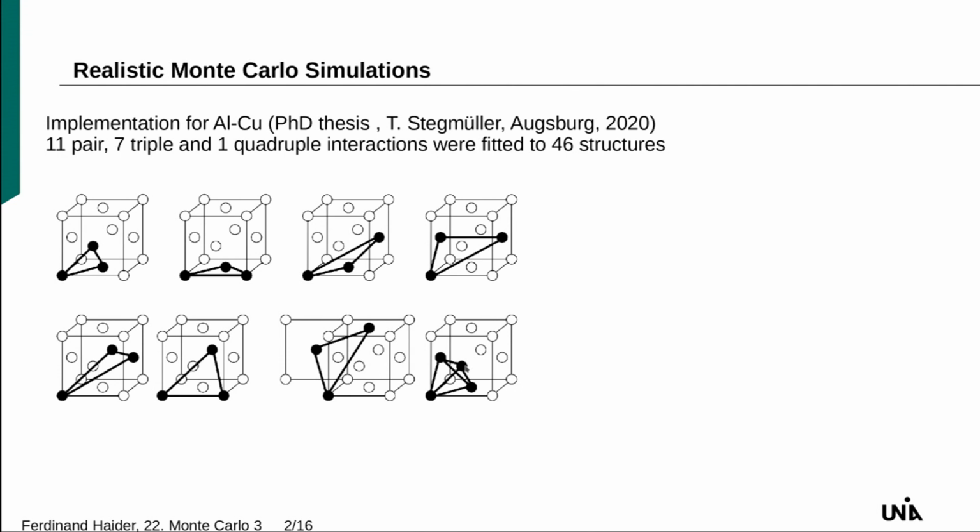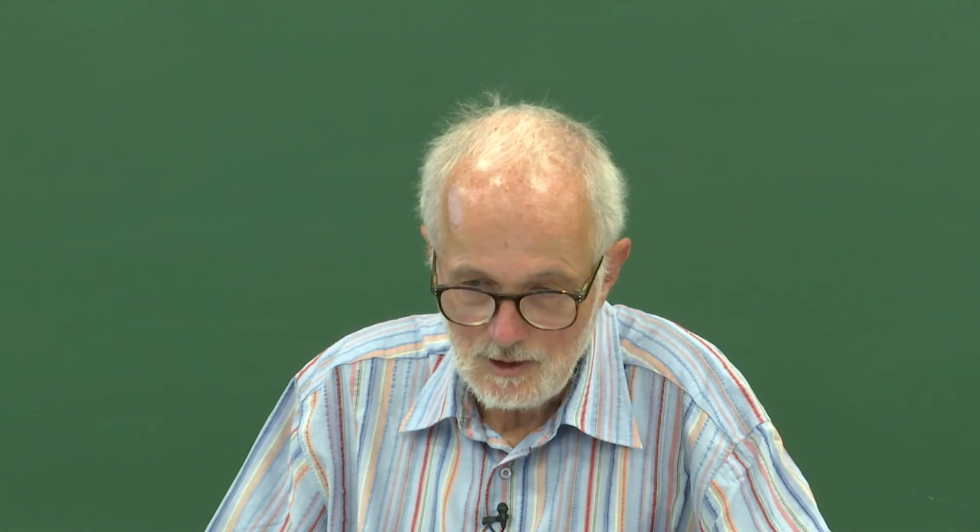And a student of mine went through all this, and he used an approximation where he used 11 different pairs, 7 triples, and 1 quadruple. These are all the triplets. The pairs just have different distances. How do we then obtain energies for these arrangements? Basically, this is the question.